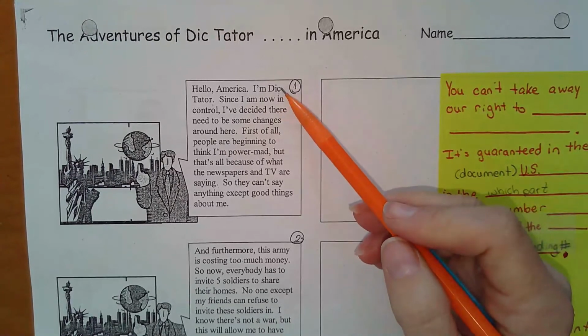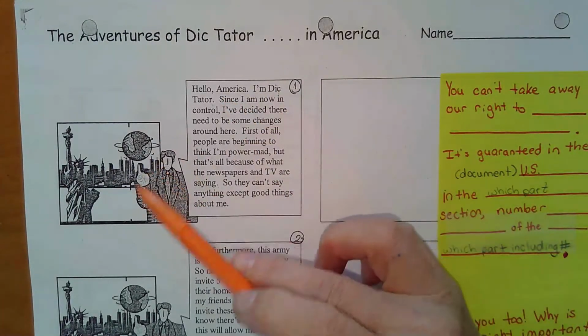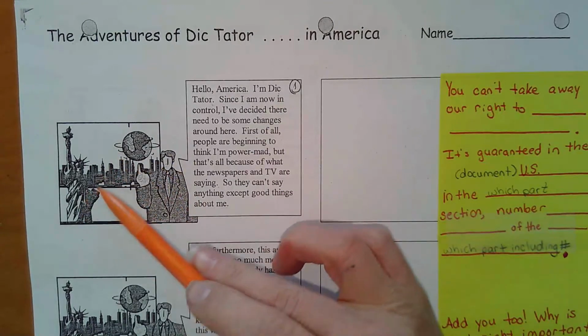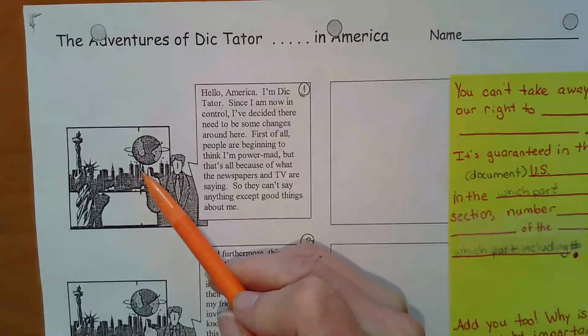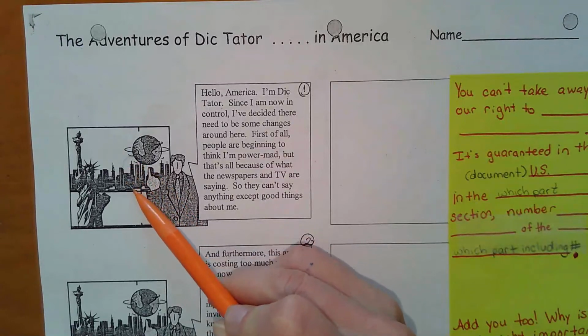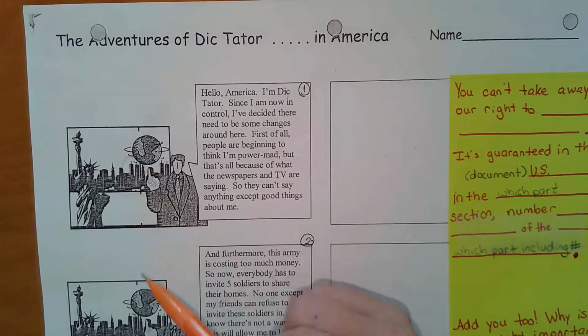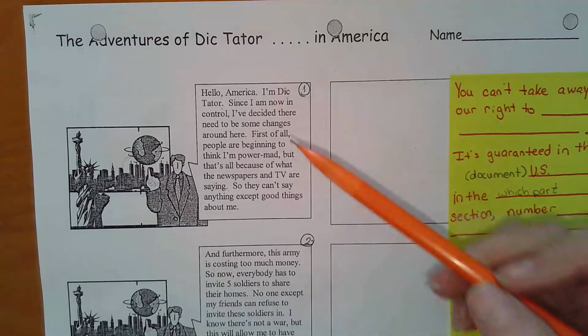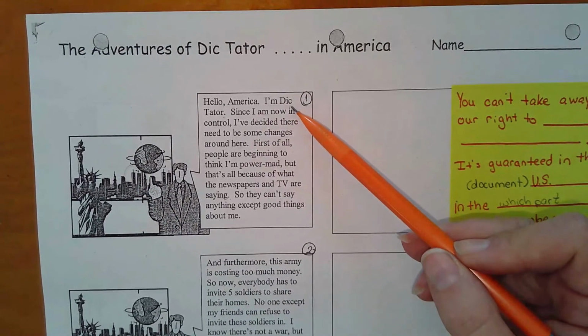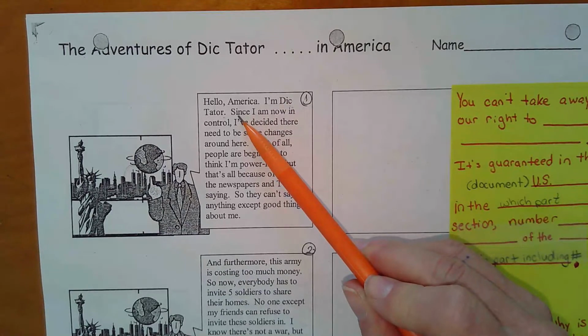So this dictator is on the evening news. You can see the New York skyline behind him. You can tell I made this before 9/11/2001 because the World Trade Center is right there in the background. Kind of interesting, isn't it? At any rate, we have Dictator telling you some things.